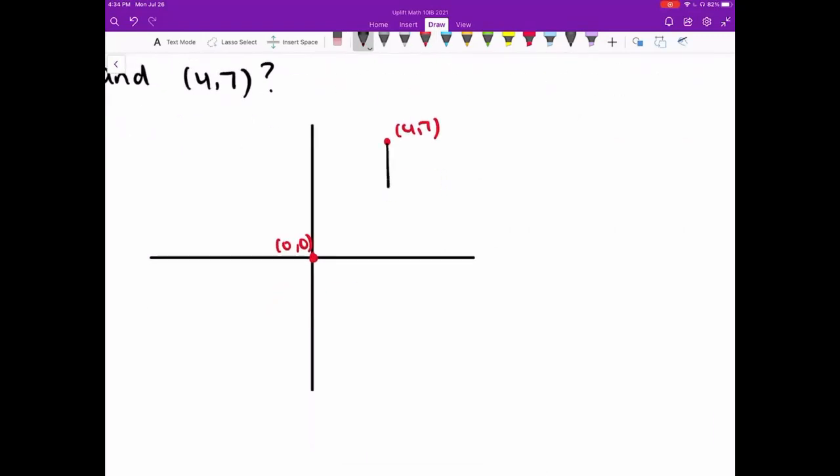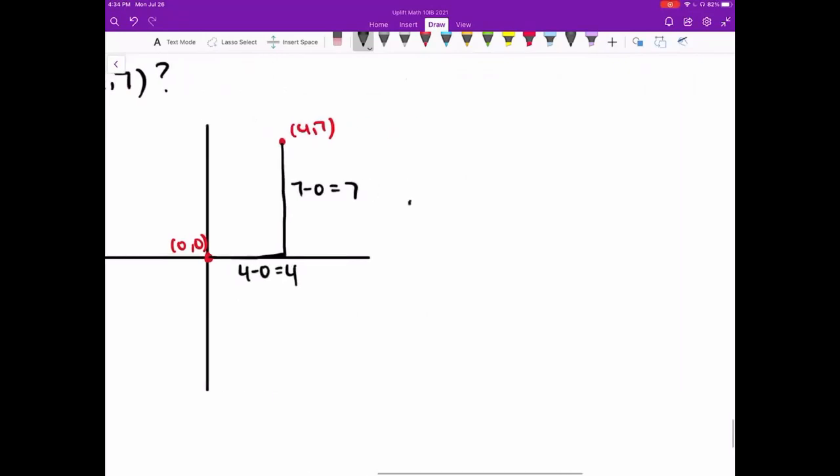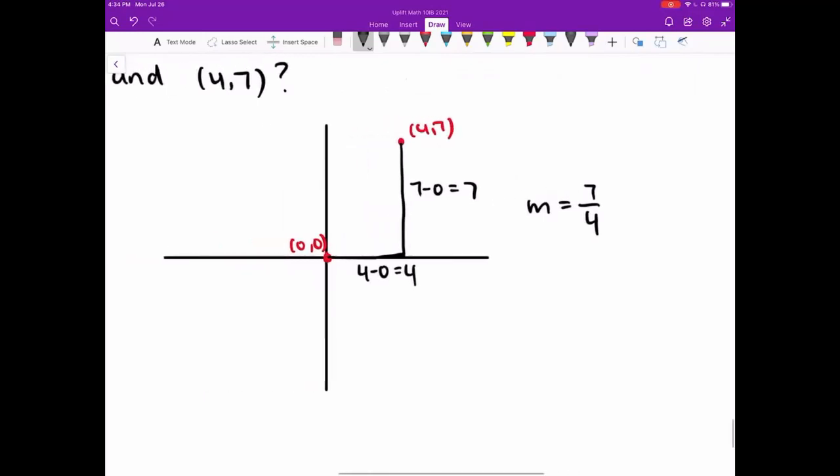Okay, so rise over run. The rise would be 7 minus 0, which is 7. And the run would be 4 minus 0, which would be 4. So m is 7 over 4. Honestly, I will suggest that point 1 is the left point, and point 2 is the right point. I think that's a better strategy. So just label your left point P1 and your right point P2.